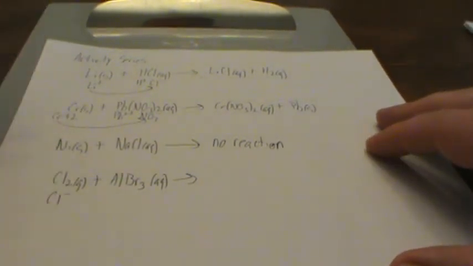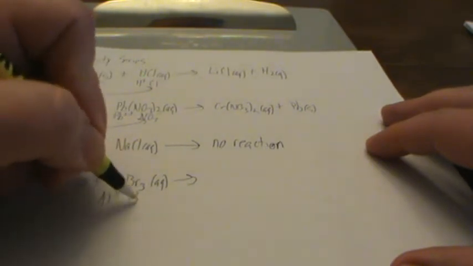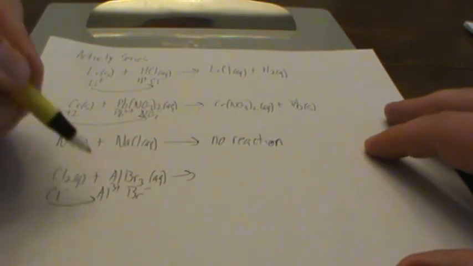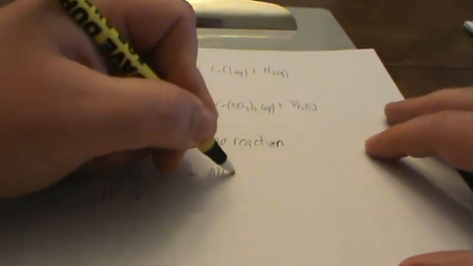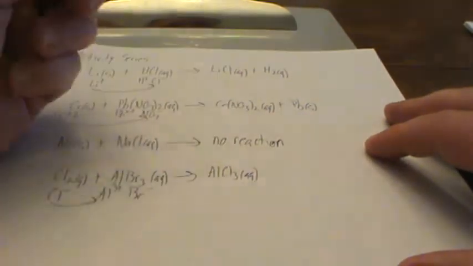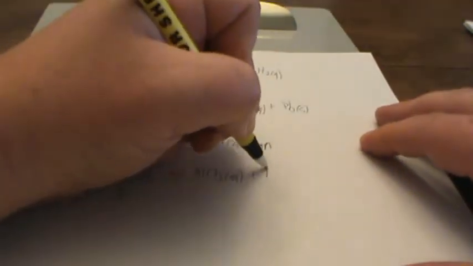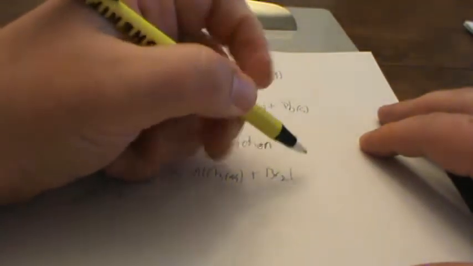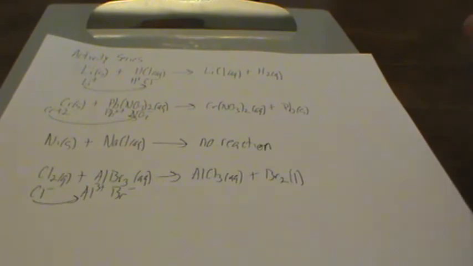So chlorine has -1, aluminum has +3, bromine -1. So aluminum is going to bond with the chlorine. So we have AlCl3, and that's going to be aqueous, plus the bromine is going to be by itself, so Br2, and since bromine is a liquid at room temperature, we put an L.